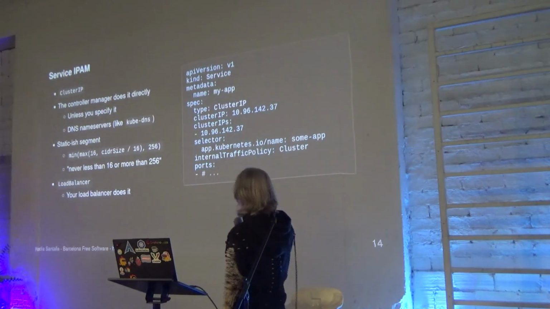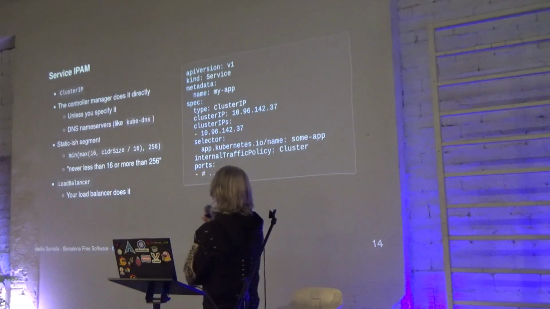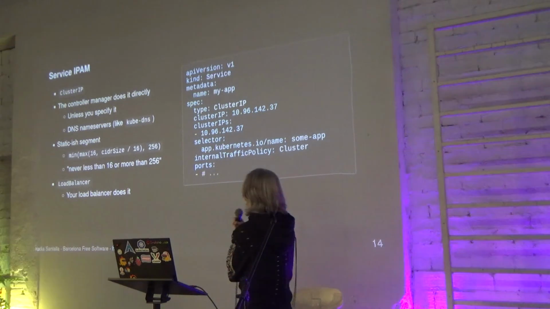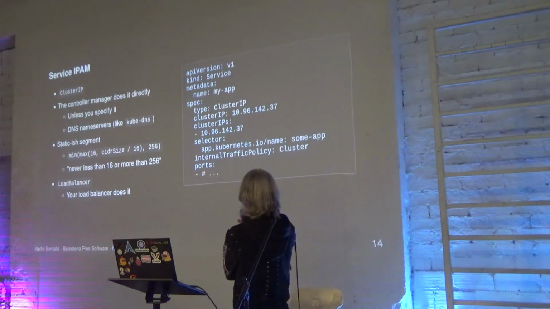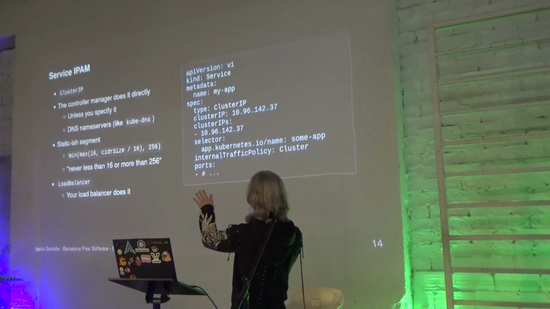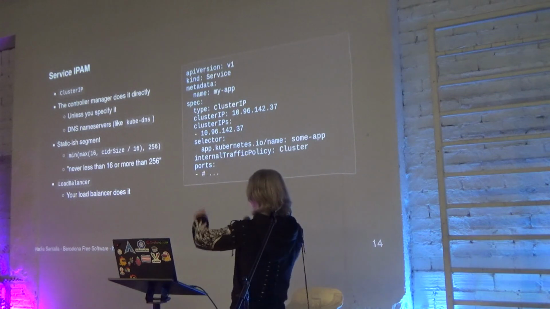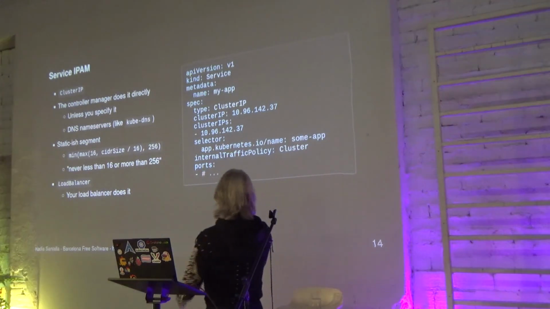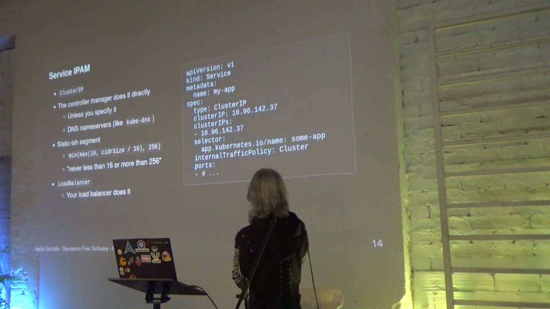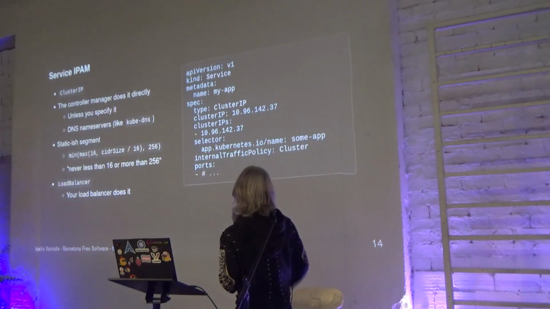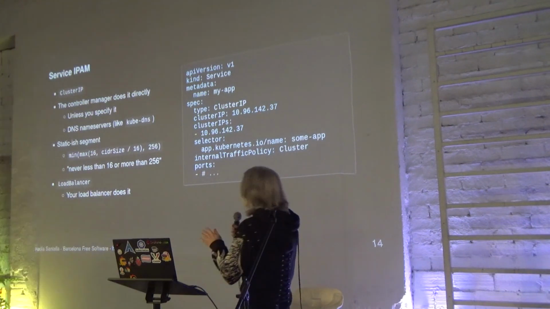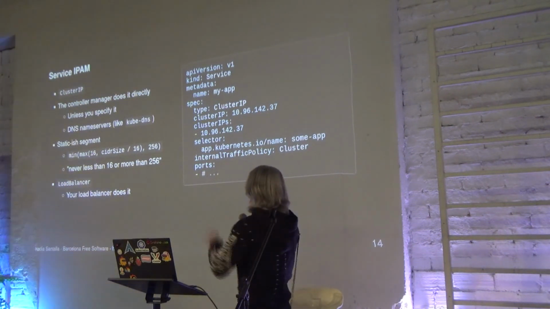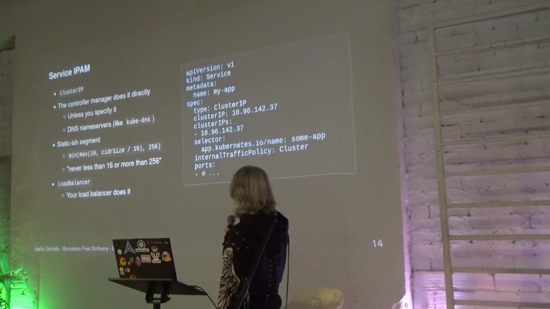Before we jump into that, let's talk very briefly about service IPAM, which you already know means IP address management. All services have a cluster IP, even if they are of another type. That's why I hinted that they are supersets of one another. And this cluster IP in the YAML on the right, you can see, for example, 10.96.142.37. Where does this cluster IP come from? This is the subject of IPAM.